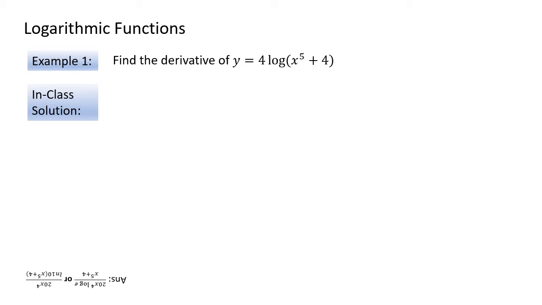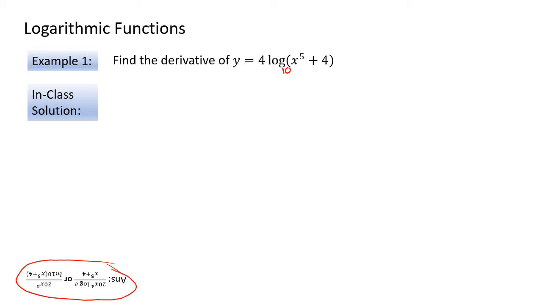Okay, so you see two answers that I have written in the bottom corner here. I just want to show you the differences between them. Find the derivative of y equals 4 log of x to the 5th plus 4. The first item to notice here is there's no base. When there's no base, you assume that the base is 10. That's just a way that log has historically been written.